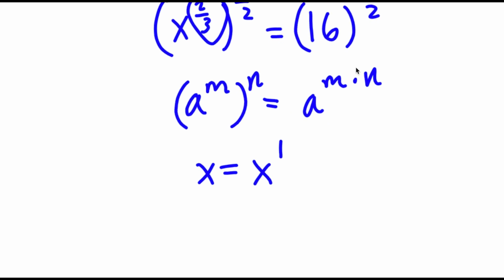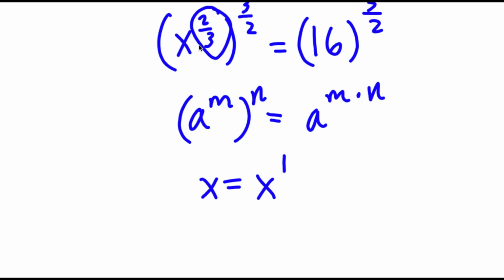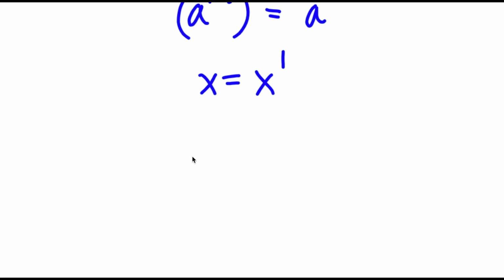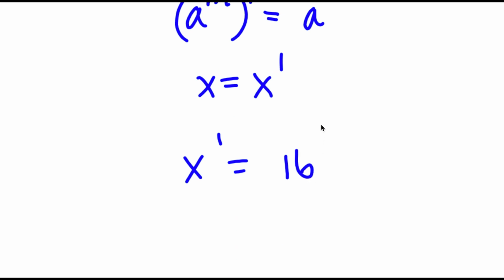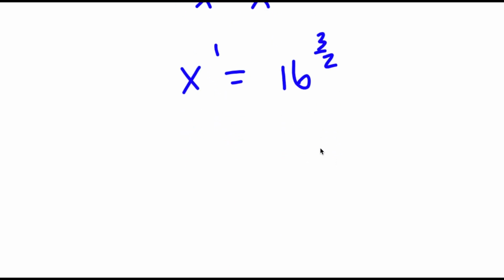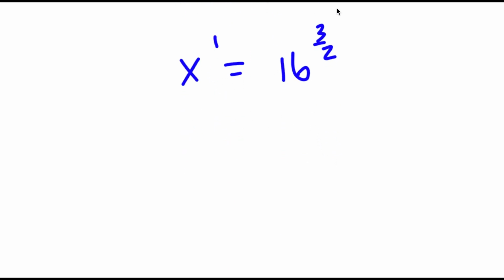So now, because if I have something in the form a to the power of m to the power of n, this is equal to a to the power of m times n. x to the power of 2 over 3 to the power of 3 over 2, that's x to the power of 2 over 3 times 3 over 2, which is simply 1, and this is equal to 16 to the power of 3 over 2. So I have x equals 16 to the power of 3 over 2, and we actually have to simplify this a little bit.